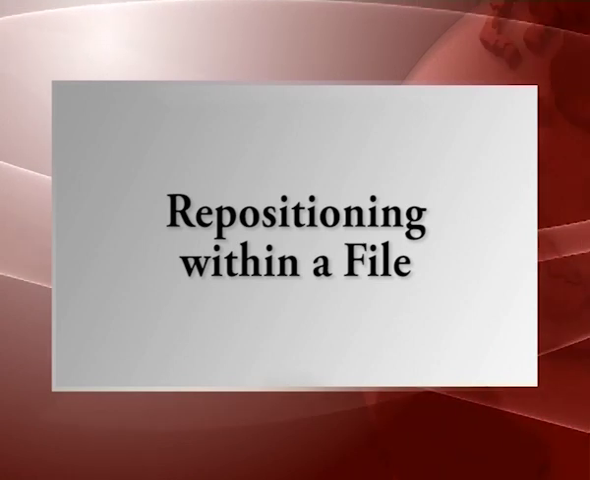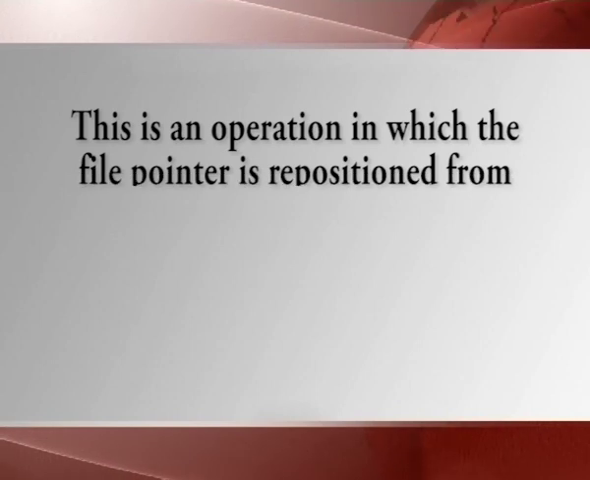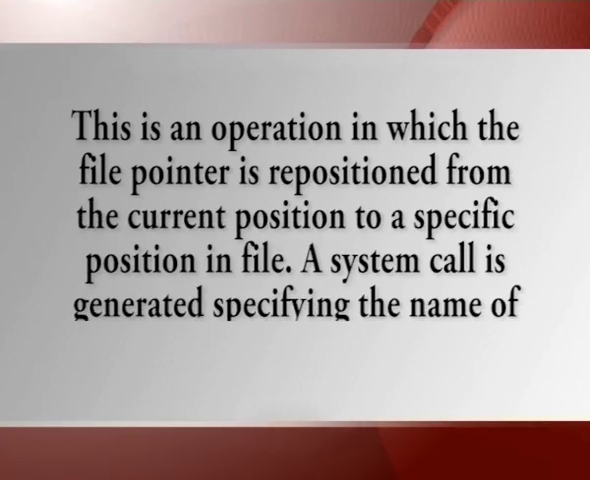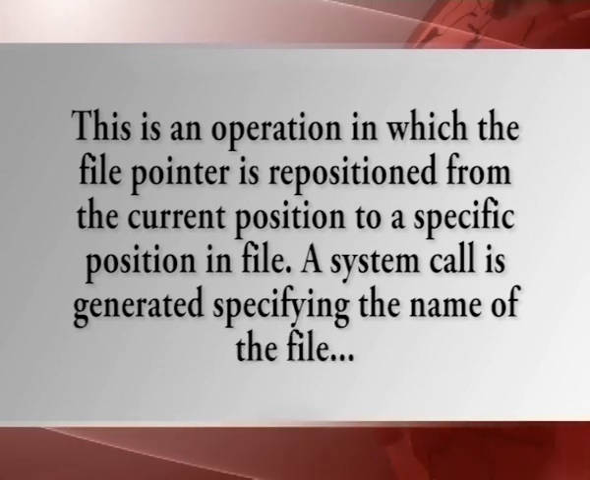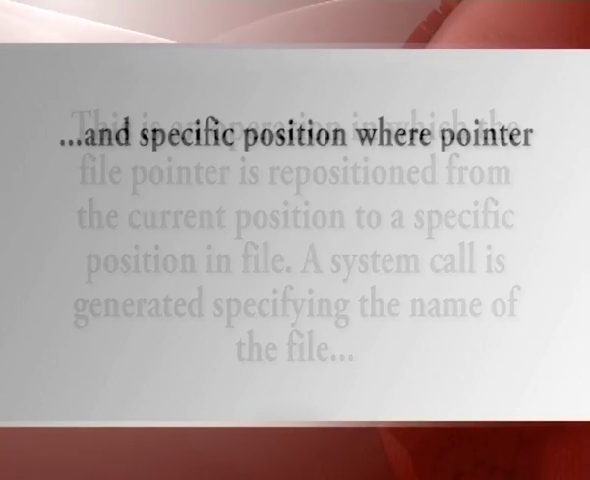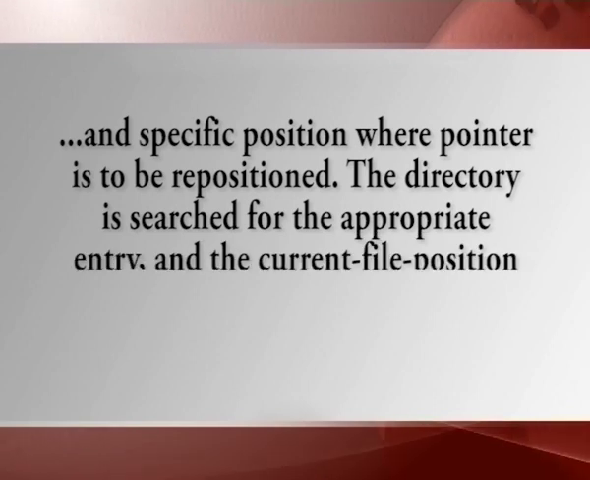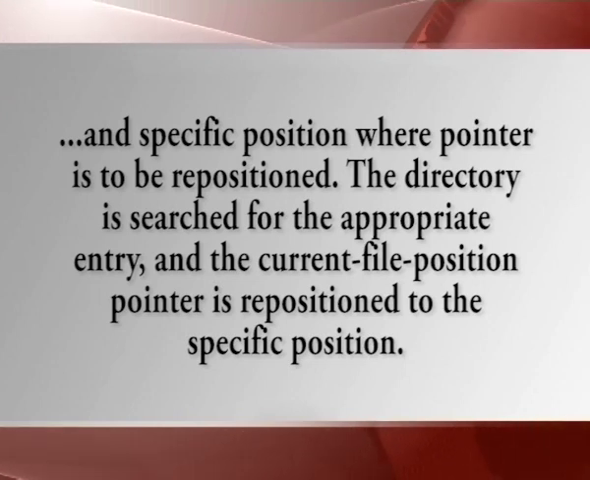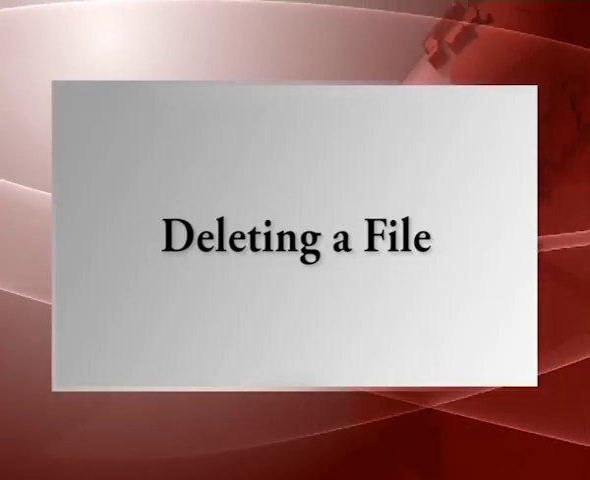Fourth operation is repositioning within a file. This is an operation in which the file pointer is repositioned from the current position to a specific position in the file. A system call is generated specifying the name of the file and the specific position where the pointer is to be repositioned. The directory is searched for the appropriate entry and the current file position pointer is repositioned to the specific position.